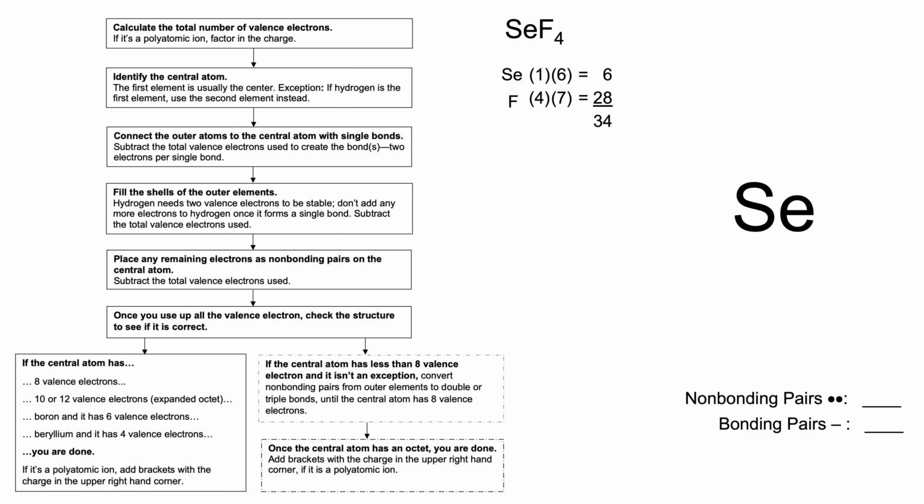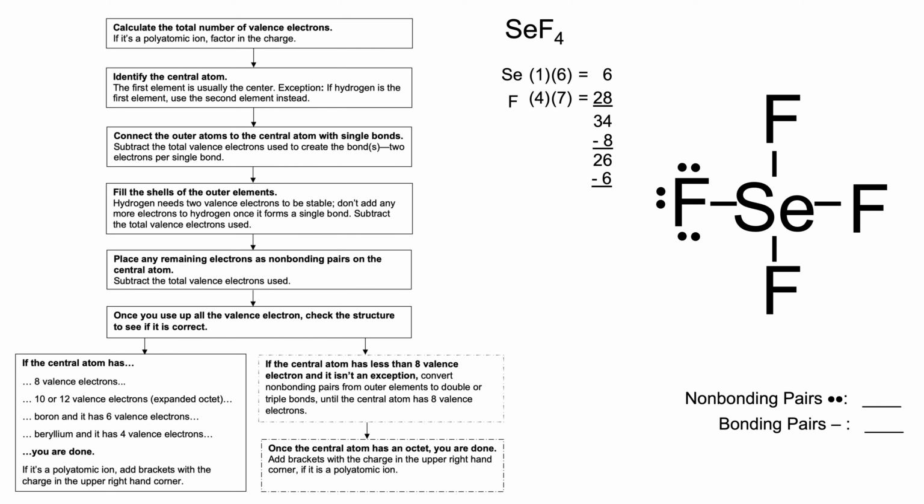Selenium is placed as the central atom, 4 fluorines around it. Each fluorine is connected to selenium using a single bond. That uses up 8 valence electrons, so now I have 26 left over at this point. I'm going to start to fill the shells of the outer elements, and as I'm doing that, I'm keeping track of how many electrons I'm using up. When I finally reach that last fluorine and fill its shell, I now have 2 electrons left over.